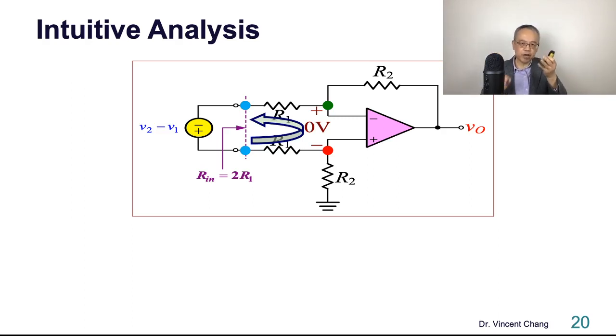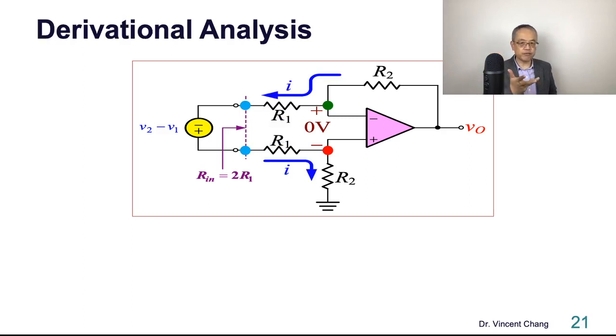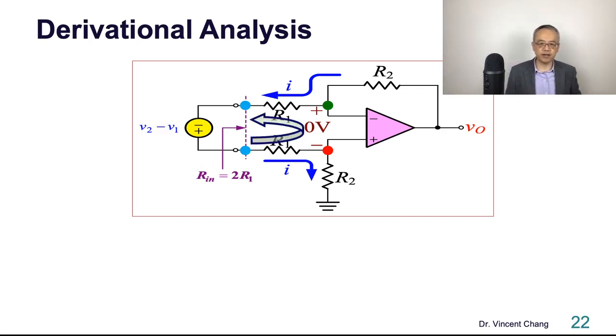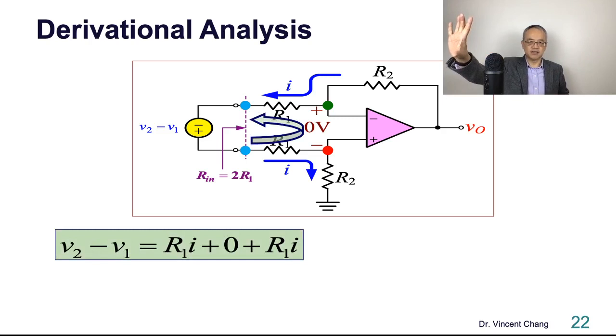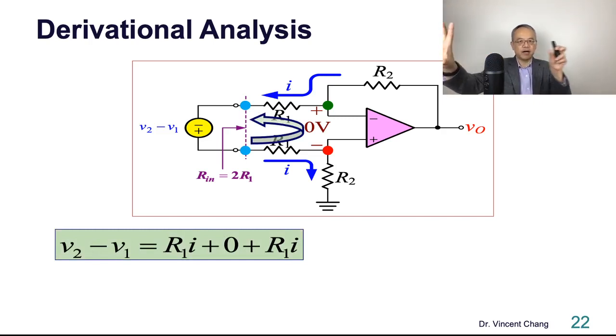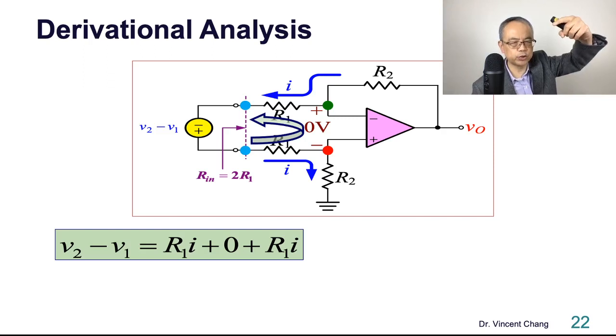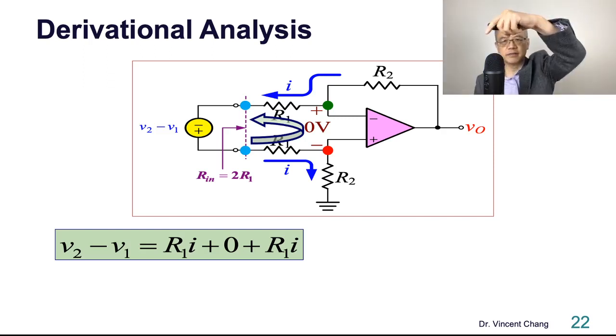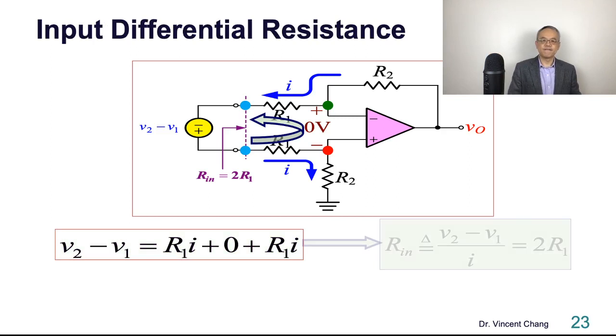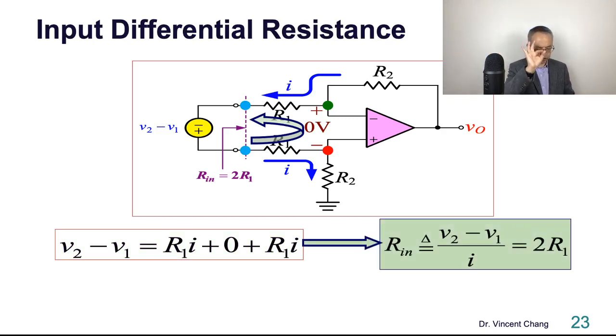So for a beginner, if you have this kind of doubt, then you have to prove it. You have to derive it based on KVL, Kirchhoff's voltage law. Then you can write this down, right? The source. The first drop, I R1. The second drop, virtual short. The third drop, I R1. And the input differential resistance is defined as the differential voltage divided by the input current. So it's actually 2R1, no problem.